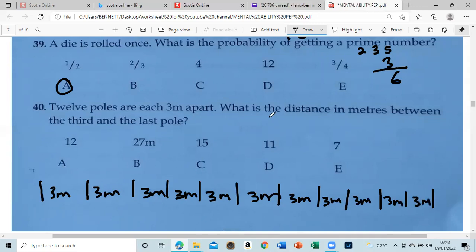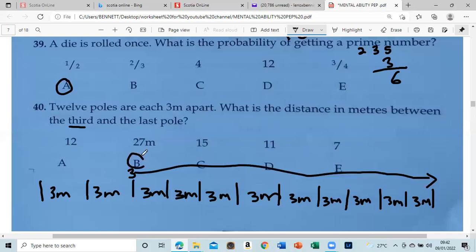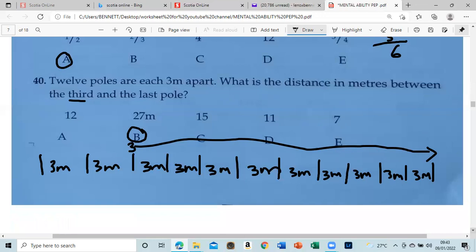All right, next question. So now, what is the distance in meters between the third? So the third, 1, 2, 3. So this will be the third one. So I want to find the distance between this and this. All we have to do is just add up the numbers here. 3 plus 3, 6 plus 3, 9 plus 3, 12, 15, 18, 21, 24, 27. So that is 27. A tough question, but the answer is soft, isn't it? See there? Even the answer's soft.